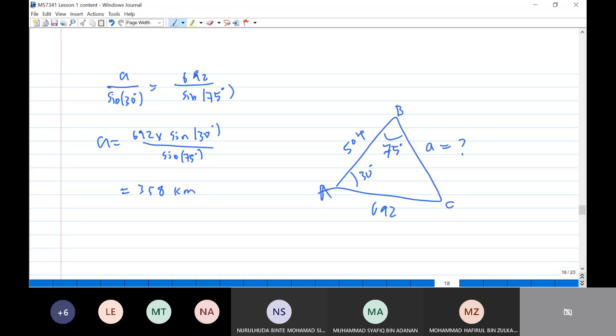Of course, you can also use another way. Let's say you can use a square equal to b square plus c square minus 2bc cosine A. You find a square, then take the square root, also possible. So this answers the final part of example 2.